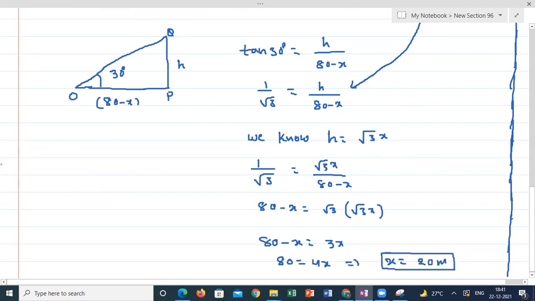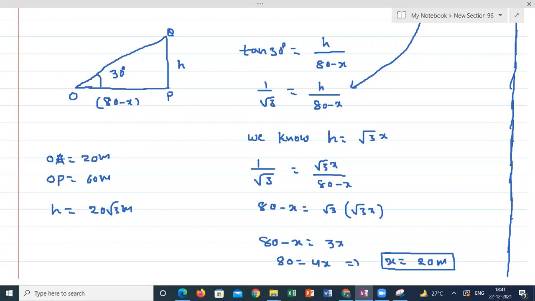Once you get the x value, everything is over. OA is equal to 20 meters. OP is equal to 60 meters. H is equal to 20 √3 meters. That means the observation point is 20 meters from one pole, 60 meters from the remaining pole, and the height of the poles is 20 √3 meters. Is it clear how to solve this question?